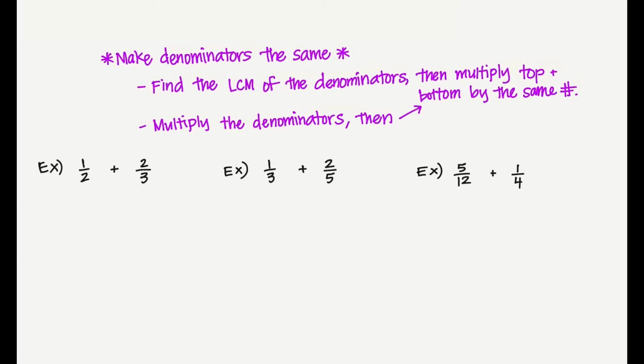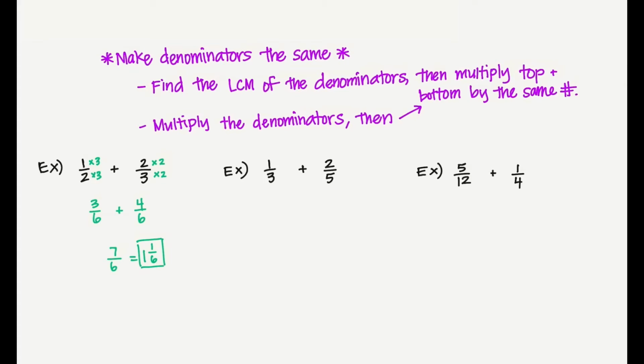So 1/2 plus 2/3. I see a 2 and a 3 for the denominator, so I'm going to multiply each fraction by the denominator of the other one. So then I'm going to get 3/6 plus 4/6. Now their denominators match. And I can just add the numerators together to get 7/6, which rewritten is 1 and 1/6. So let's do this a few more times.